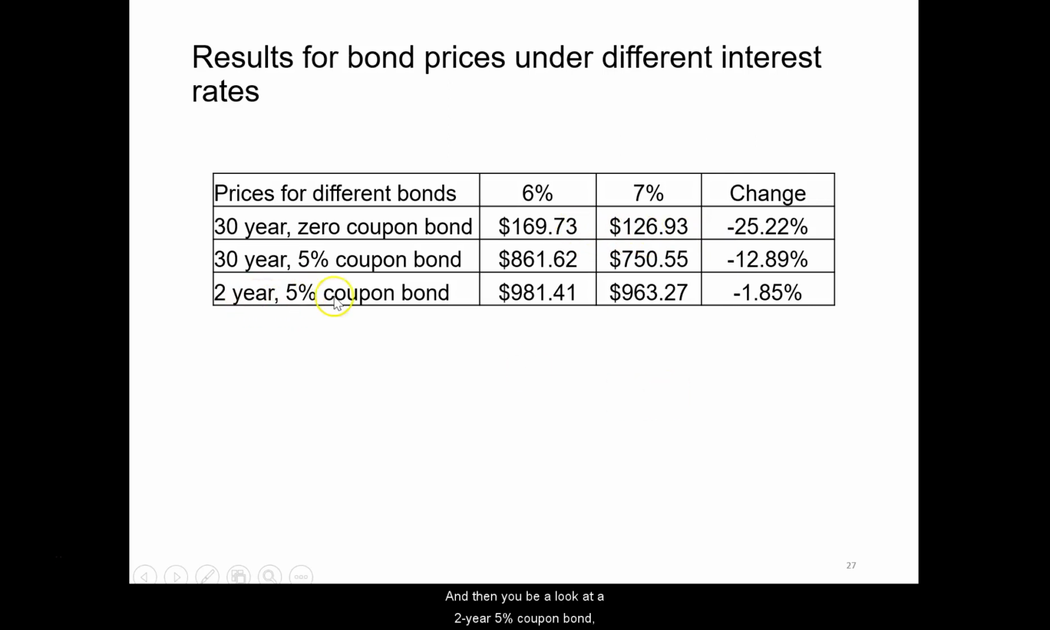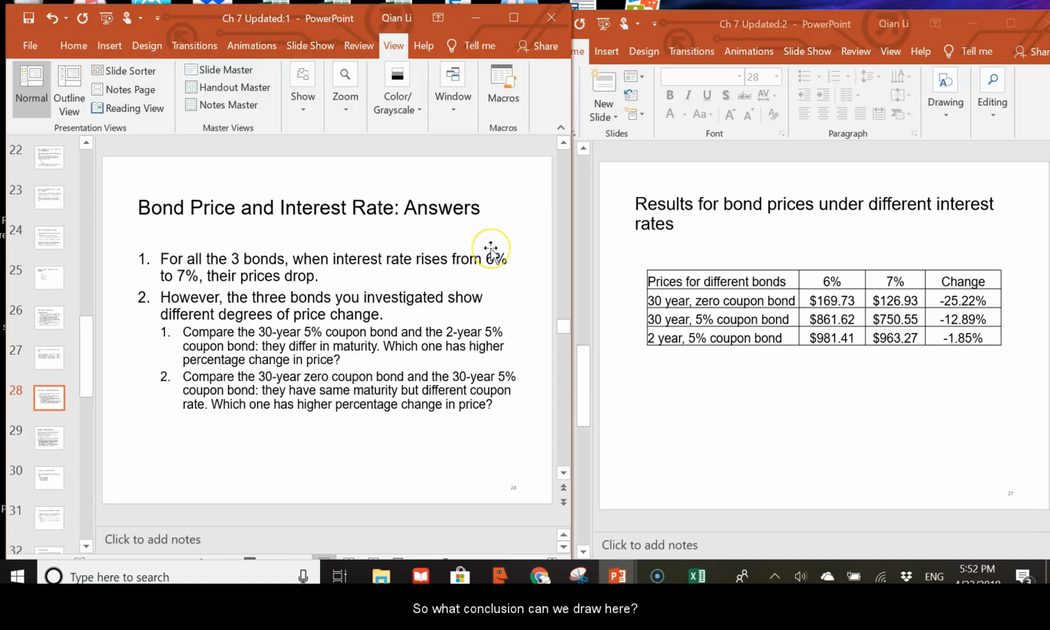And then if you look at a 0.5% coupon bond, price was 981 and then dropped to 963, and that is about a 1.85% drop in its price. So what conclusion can we draw here? If you look at all these prices and also the percentage change numbers, first, you see that for all these three bonds here, when interest rate goes up from 6% to 7%, the prices all dropped. So generally, if the interest rate goes up, bond price will go down.